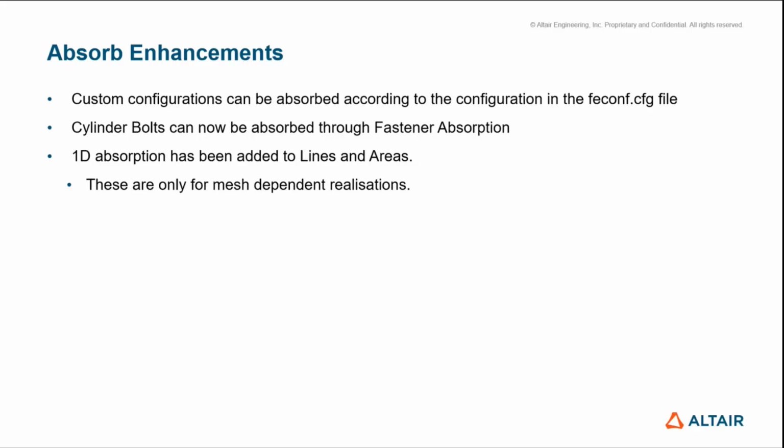We do have tickets to allow us to do contact based realizations as well, but currently these are only mesh dependent realizations. So for use cases where you have mesh independent realizations, you still might have to go through the spot panel, combine them as a spot line, and then convert those spot lines into line connectors. There is a workflow for that. It's not fantastic, but there is a way to transition between the two. So this is where we currently sit at the moment.